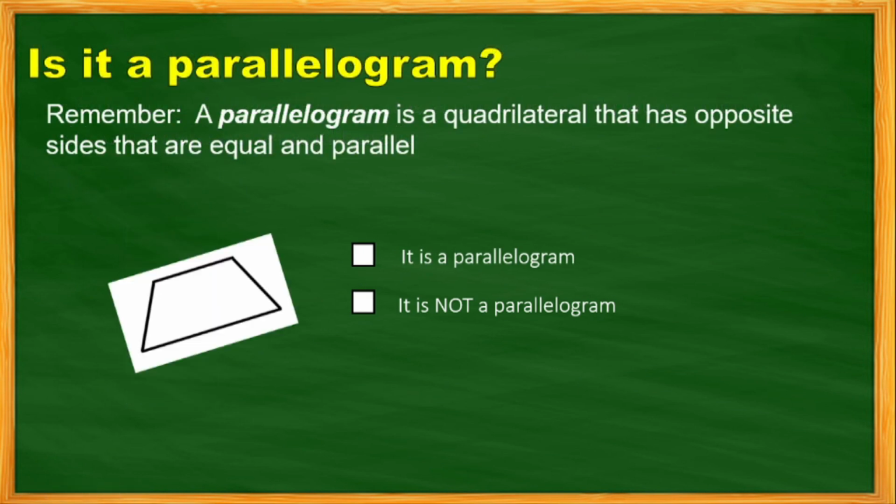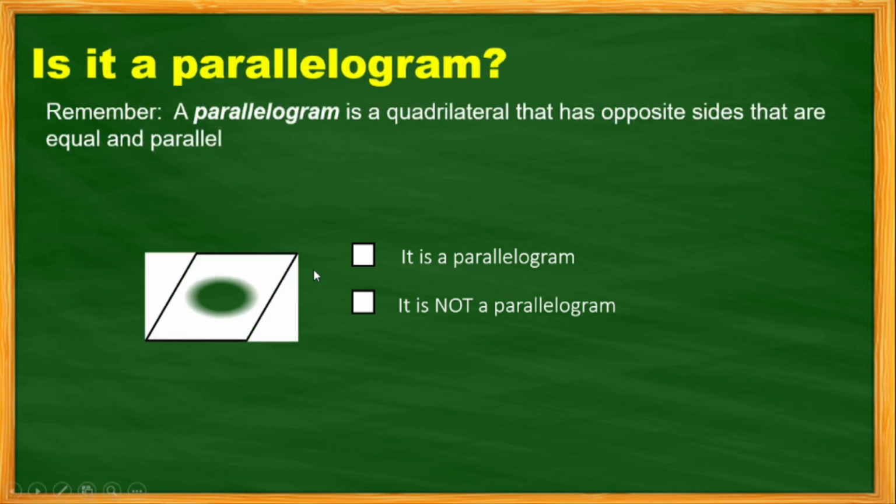Next, this would be a trapezoid. Are the opposite sides equal and parallel? So the trapezoid, the opposite sides, this would be equal to this one. No. So this would not be a parallelogram because the other side is also not equal to this one. They are equal but they are not parallel.